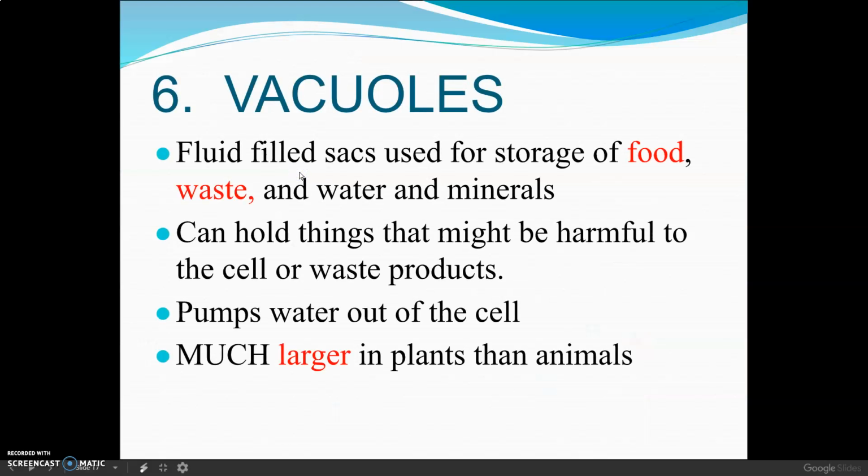Vacuoles. Fluid-filled sacs used for storage of food, waste, water, and minerals. They can hold things that might be harmful to the cell or waste products, pump water out of the cell, and are much larger in plants than animals.